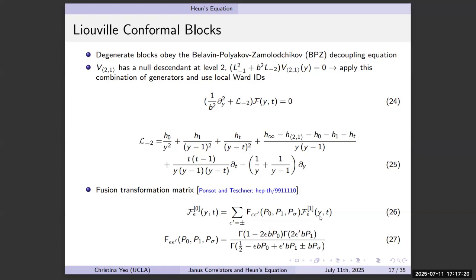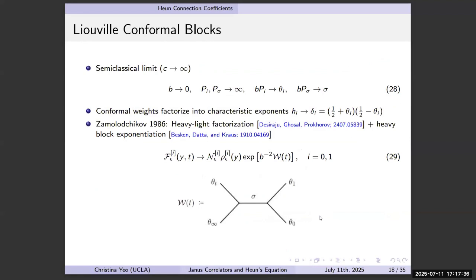punctures are related by this transformation matrix, which involves solving some complicated Clebsch-Gordan procedure, but it's taken from that paper. But for our purposes, we can just take this result and that'll give us the connection coefficients. So we are going to take the semi-classical limit in this Liouville CFT, and that corresponds to large central charge, the coupling constant going to 0, and the momenta are going to diverge, but this ratio will be finite, and we'll call it theta and sigma for the intermediate momentum.